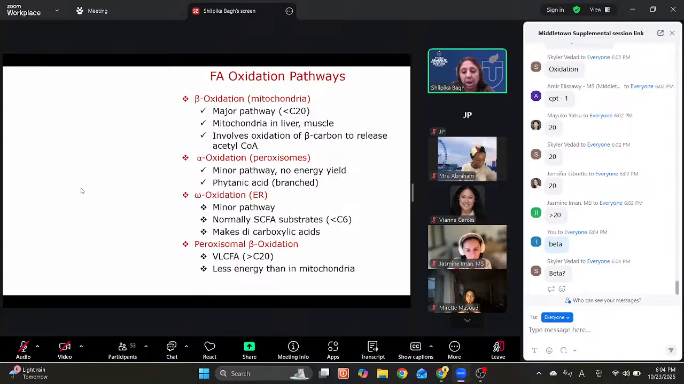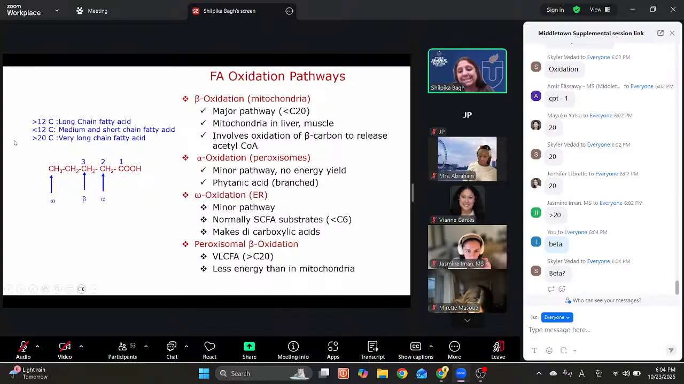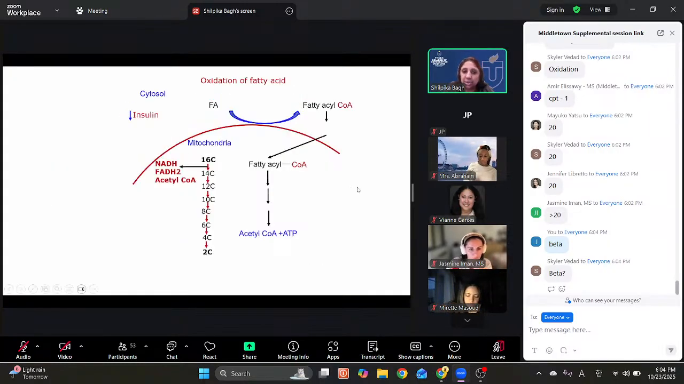So beta, major, long chain. Peroxisome, very long chain. Alpha, branch chain, like phytanic. Omega, short chain. Omega is always turned on when beta is missing. Does that make sense? According to carbon, the second carbon is alpha, third is beta, and omega is the last one. According to chain length, more than 20 is very long, more than 12 is long, less than 12 is short and medium. So just know where they are used, but please don't get lost in the steps.